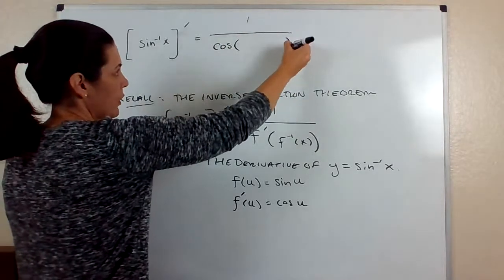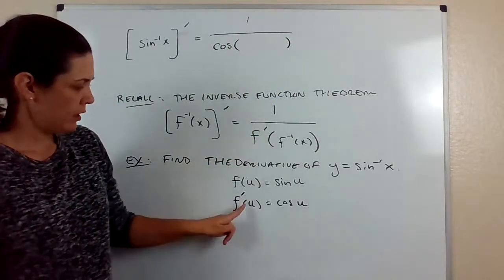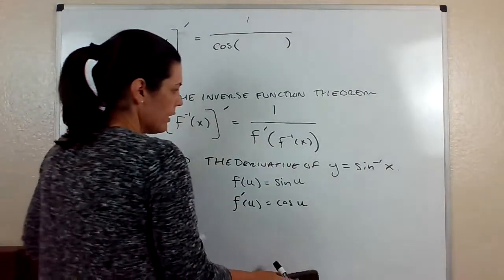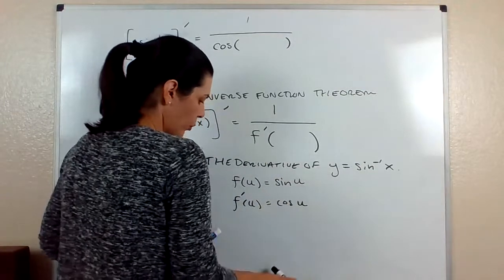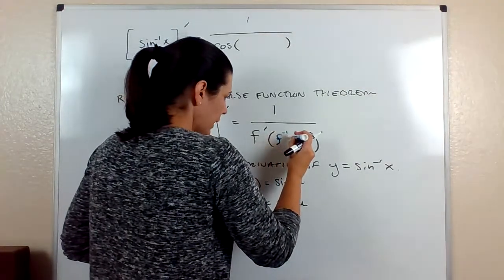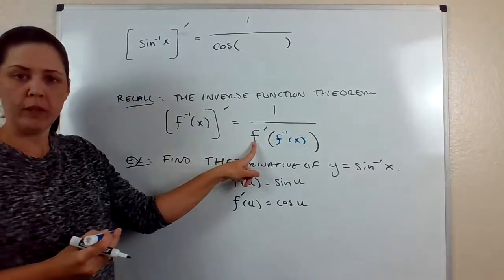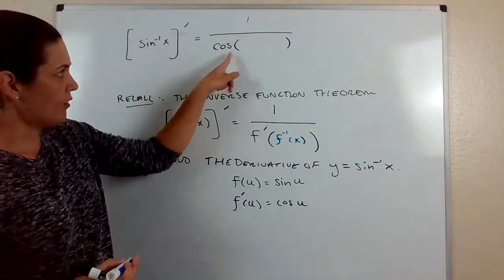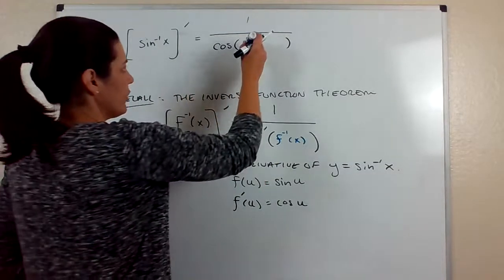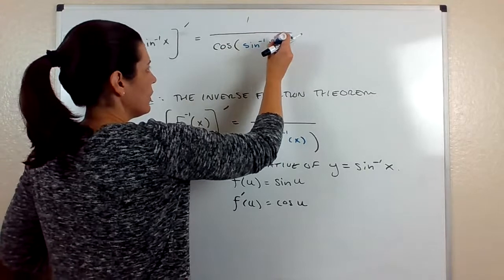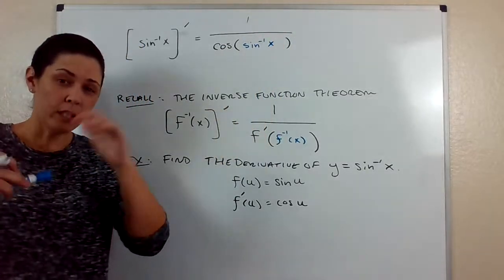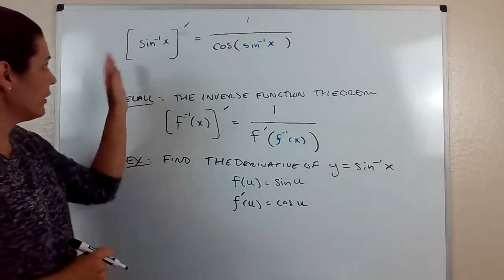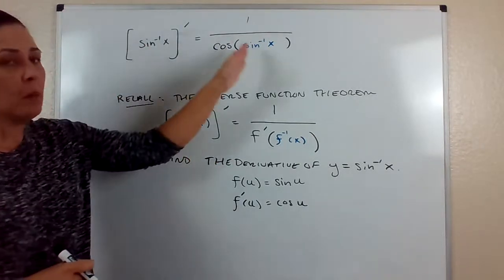But notice what I have to put. It's cosine of the inverse. So let me put it in another color so you can see it. So according to this theorem, I have to plug in my inverse function into the derivative of my original function. That was this part here. So cosine, I have to plug in my inverse function, which was sine inverse. Okay, so we used our theorem. Now, that's the answer, but it doesn't look so nice. So this is the derivative of sine inverse of x, but let's make it look better.